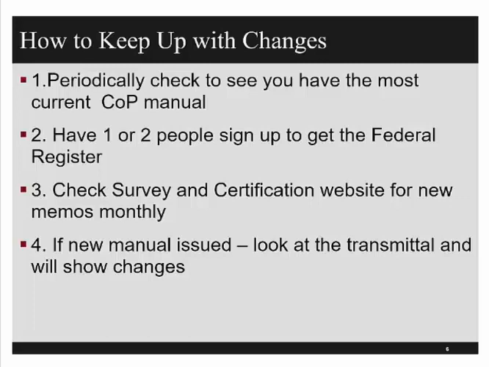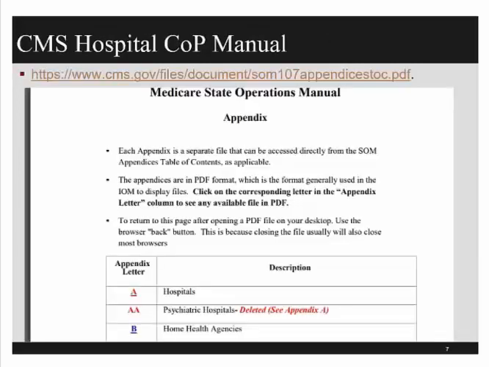So you may also want to have one or two people go in and sign up to get copies and access to the Federal Register as they come out with some new rules. Again, that will keep you up to date on, oh, this is going to be coming down the pike. Always check the survey and certification website. It's essentially what CMS sends out to their surveyors to say this is what we have to have, this is what we expect to do. And of course, if there is a new manual that comes out, start with the transmittal page, because that will show you the changes. It's much easier. So just a quick few screenshots.